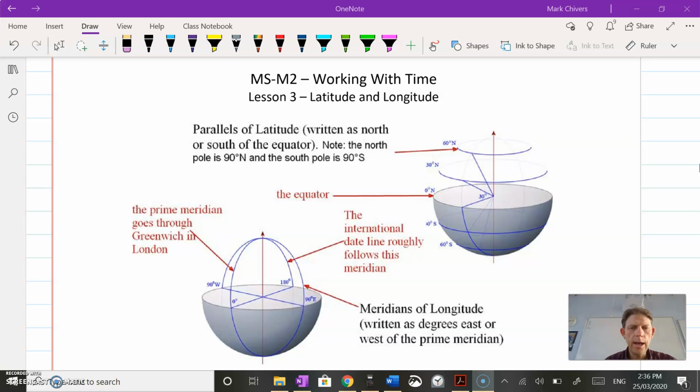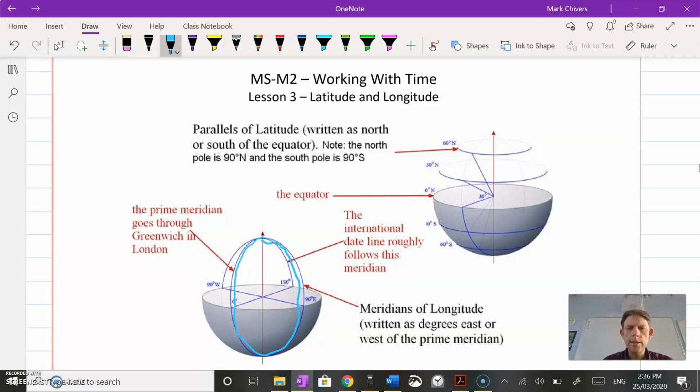Well, if I look at a line of longitude, it goes this way around the Earth, and it doesn't matter which line of longitude I'm working on, each of them goes from the North Pole to the South Pole, and then the reverse goes back up again. So they're all long lines.